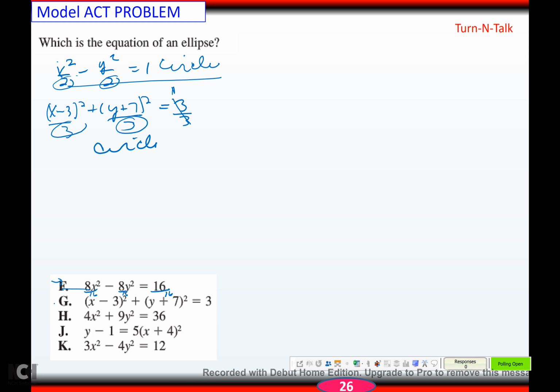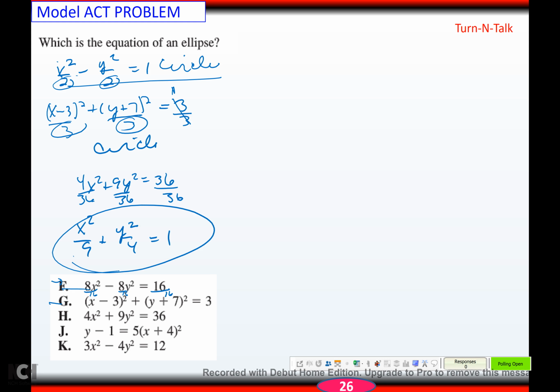Okay? The third one then, if I have 4x squared plus 9y squared equals 36. If I divide through by 36, because the only way it's an ellipse is if I can get 1 on the other side, that reduces down to x squared over 9 plus y squared over 4 equals 1. That would be your ellipse. Because the denominators are different, which makes them not the same, which makes it not a circle. It makes it elongated.